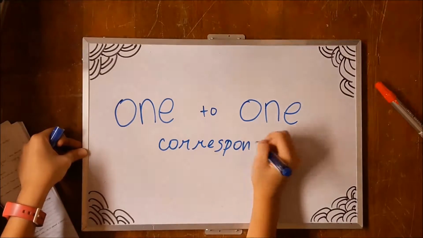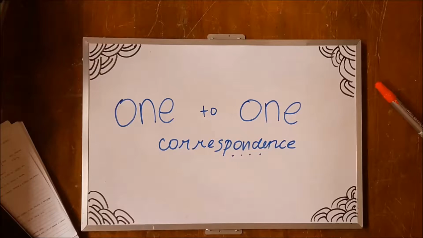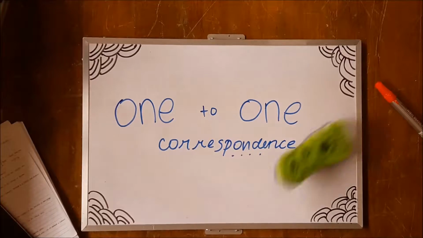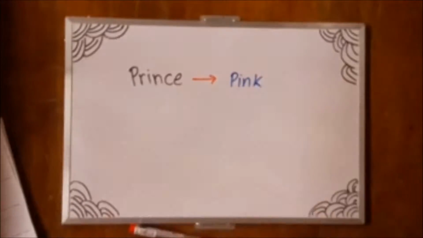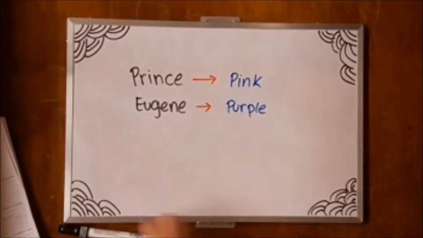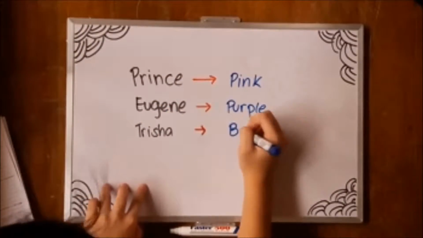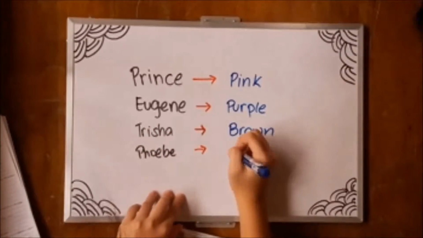Types of correspondence. First is one-to-one correspondence, which assigns an element to a distinct second element. For example, Prince is to pink, Eugene is to purple, Trisha is to brown, and Phoebe is to gray.